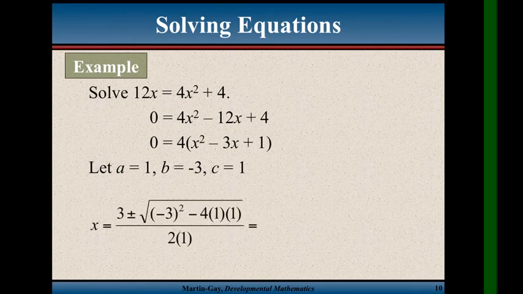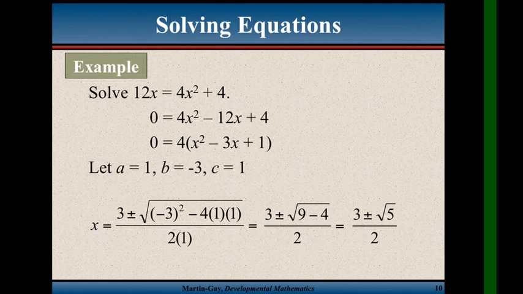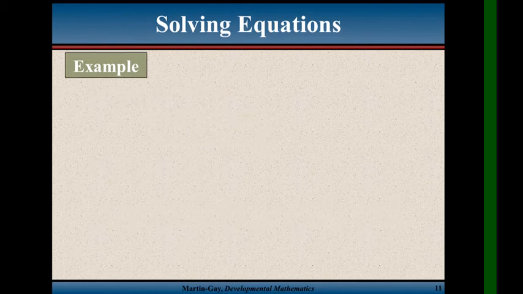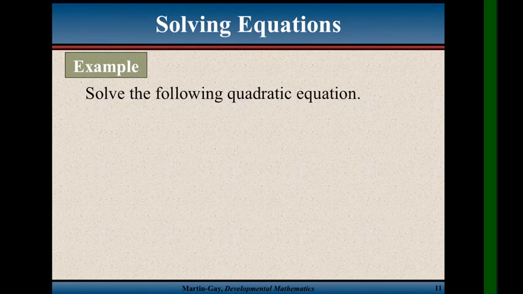So we can solve them using quadratic formula. And 9 minus 4 is square root of 5. So 3 plus or minus square root of 5 over 2 will be our solution set for x. Solve the following quadratic equation. We have 5 over 8 m squared plus m minus 1 half.